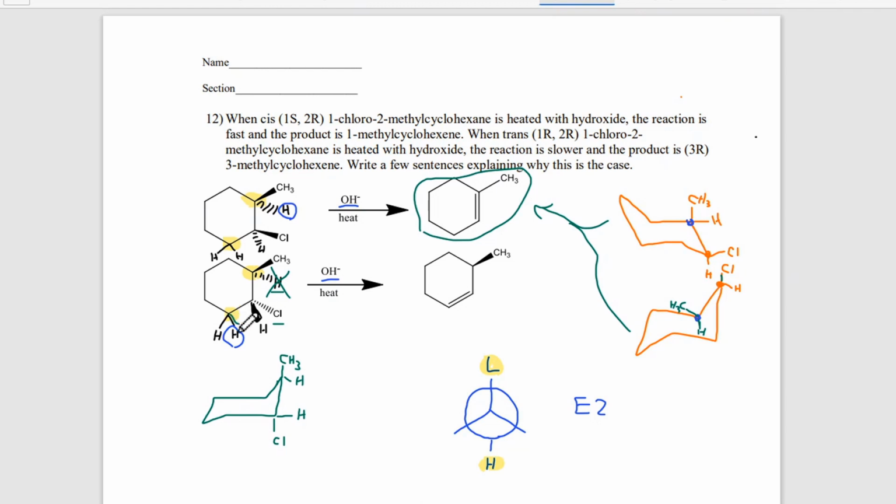So as a result, you have to use whichever one of these is opposite. In this case, the wedged hydrogen here would be opposite to the dashed chlorine, and that would be the one that gets used, and that's why you get this product. Does that make sense? I know I said a lot. Any questions?